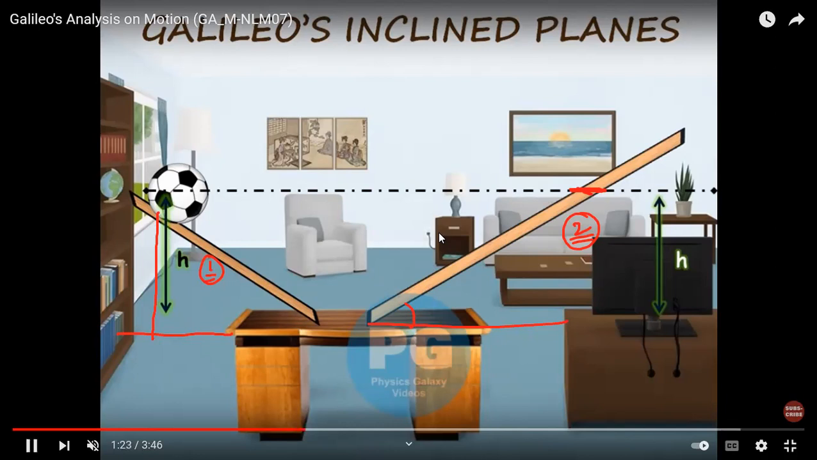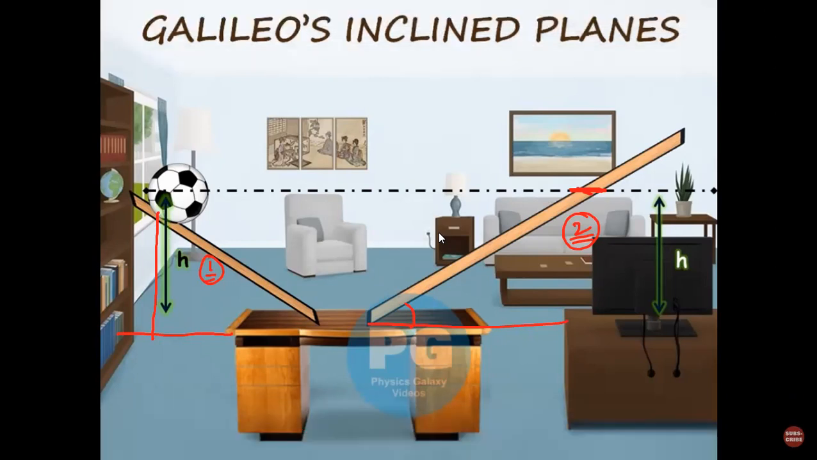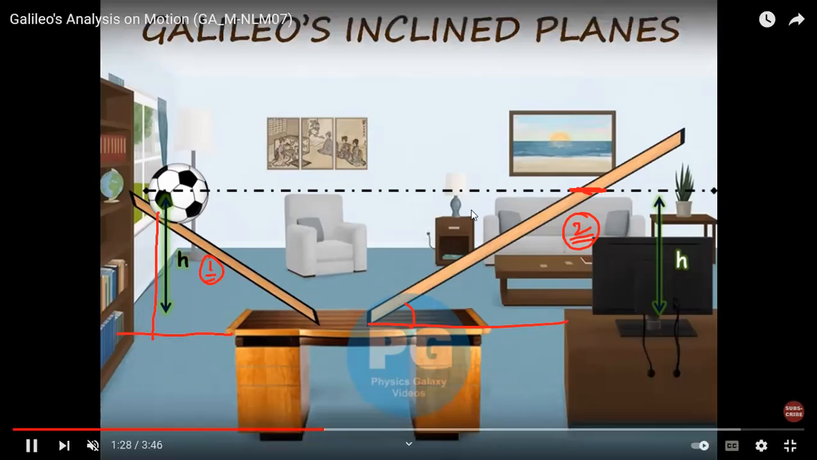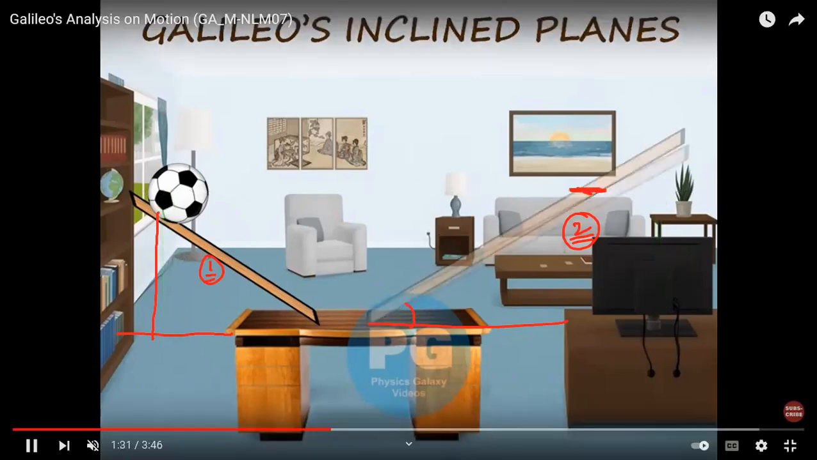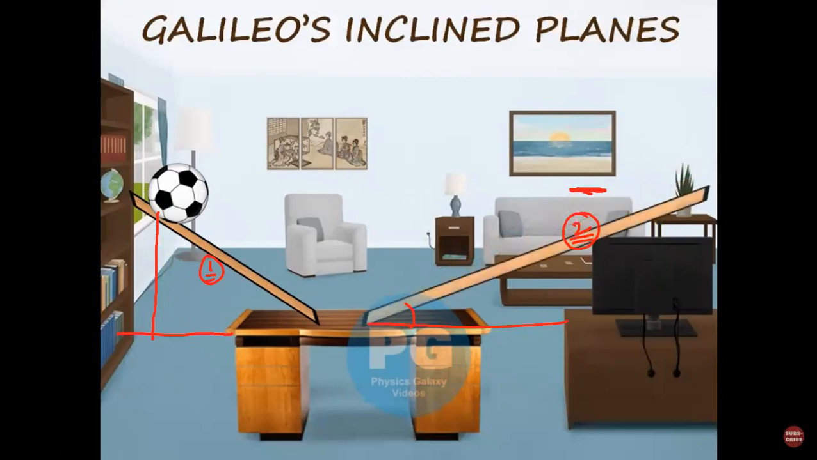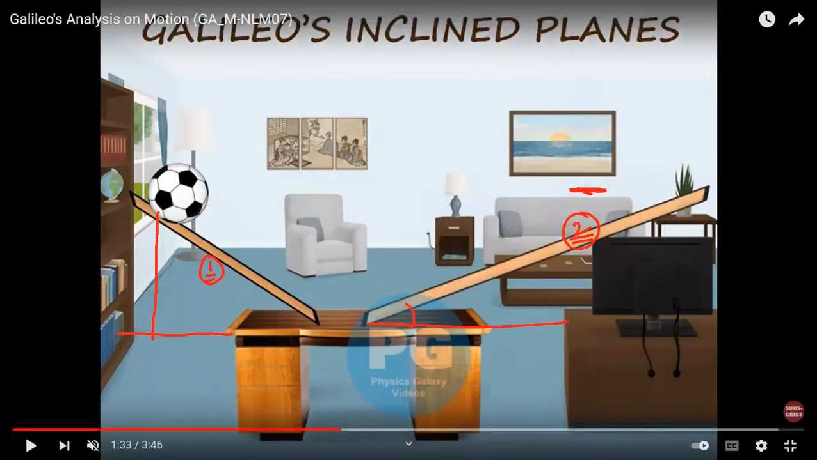The plane angle is different, but what is happening, guys? It will attain the same height only. That is what you can remember. Okay, guys? Now see what they did. They decreased the angle. Yes or no? They decreased the inclination, everyone? Now let us see.